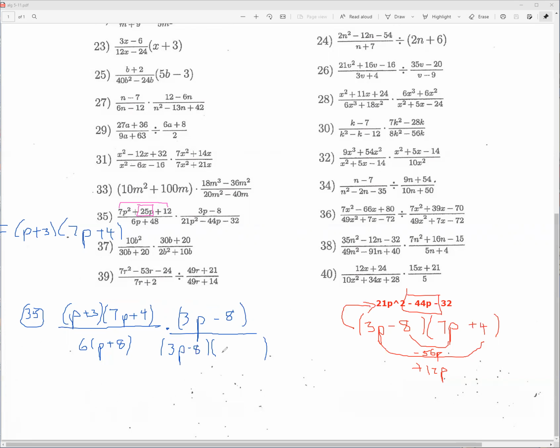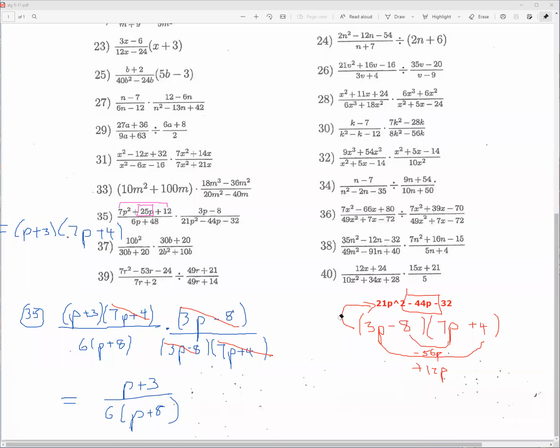So this is 3p minus 8 times 7p plus 4. And sure enough, a whole bunch of stuff cancels. This cancels, and this cancels. And I guess the rest of it is left behind. So 35 is equal to p plus 3 over 6 quantity p plus 8. So yes, that is absolutely horrible to factor.